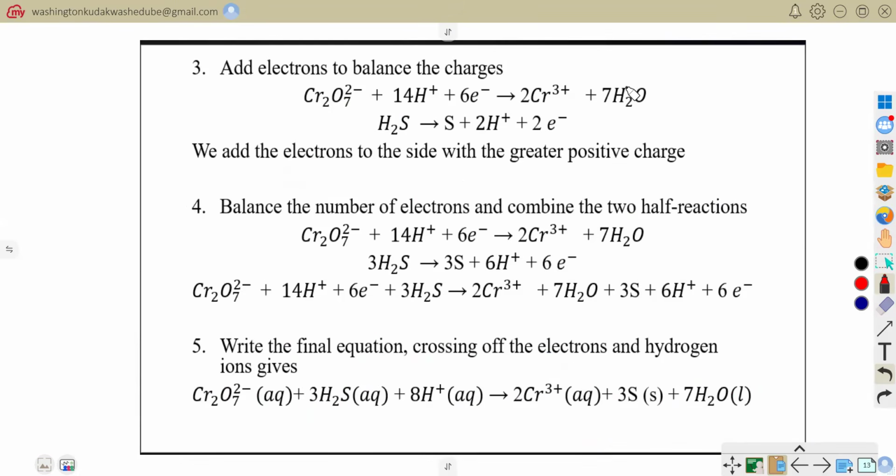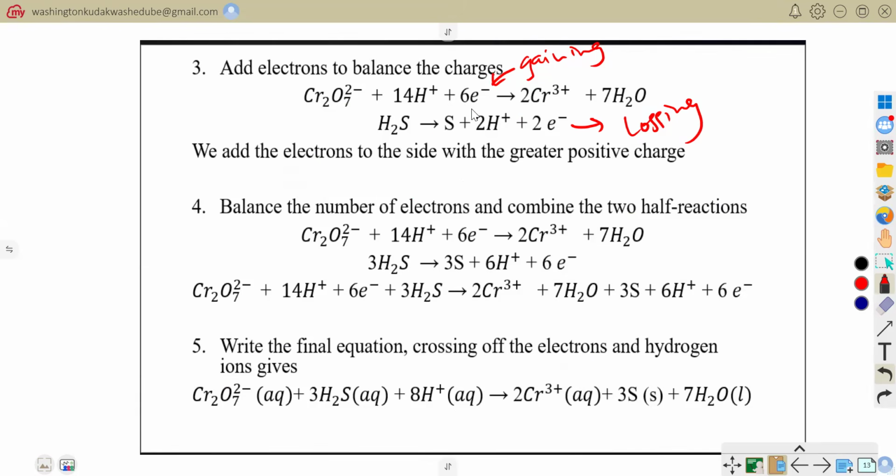So these are the balanced half reactions, where we are saying that we add electrons to balance the charges. And where do we add the electrons? We add electrons to the side that is having a greater positive charge. And after we've done that, now we can see that we've got a challenge: here we are gaining what? 6 electrons. So we are gaining 6 electrons. But here we are only losing what? 2 electrons.